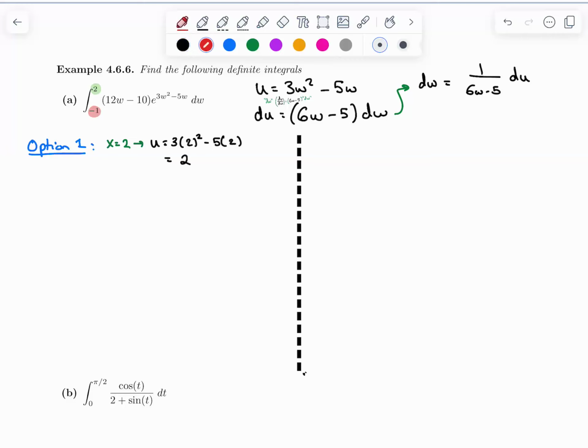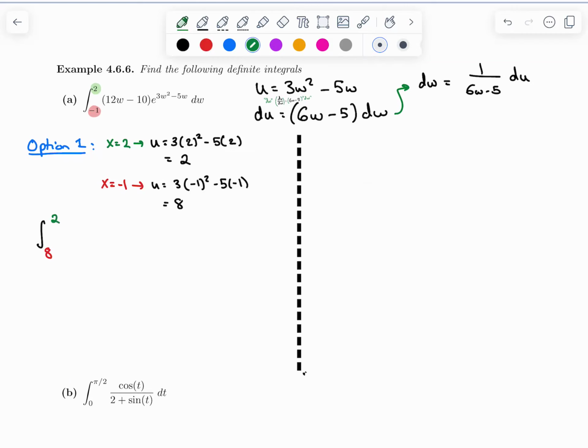And then if x is equal to negative 1, then u will equal 3 times negative 1 squared minus 5 times negative 1. That will be 3 times 1, so 3 plus 5, which will be 8. So the integral becomes the definite integral from u equals 8 to u equals 2.